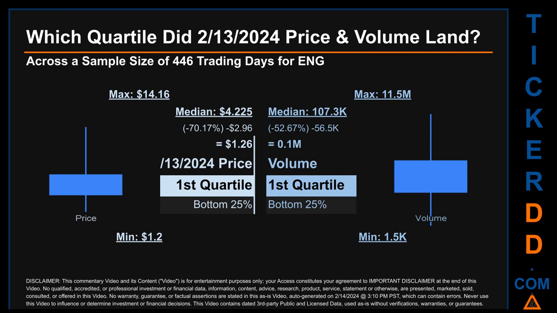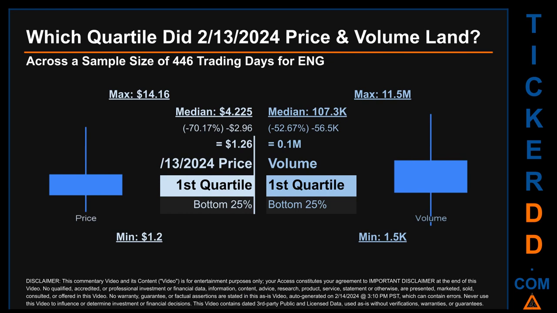Which quartile did February 13, 2024 price and volume land? Across a sample size of 446 trading days, the maximum end-of-day price for ENG was $14.16 while the minimum was $1.20. Within that price range, February 13, 2024 price, of $1.26, landed within the first quartile, meaning it was within the bottom 25% of all sampled end-of-day prices.